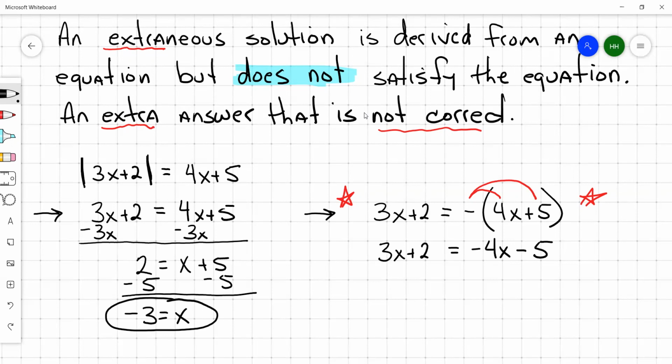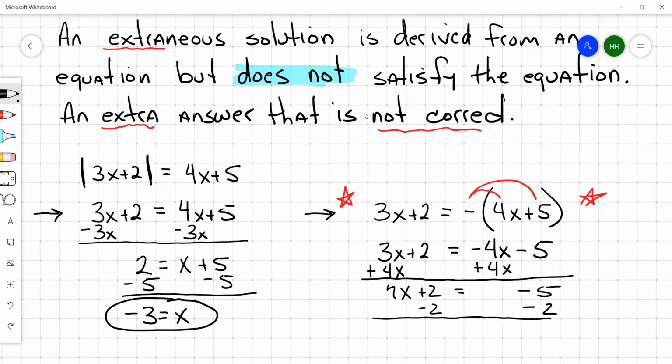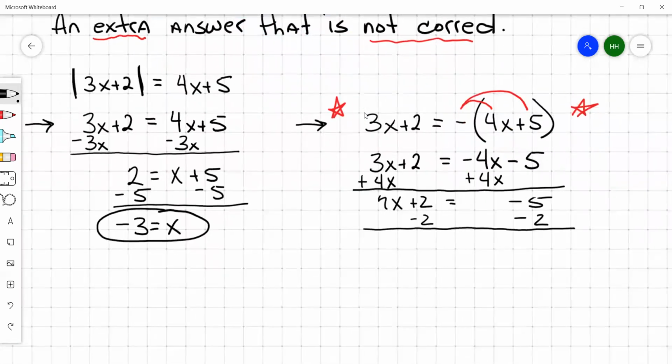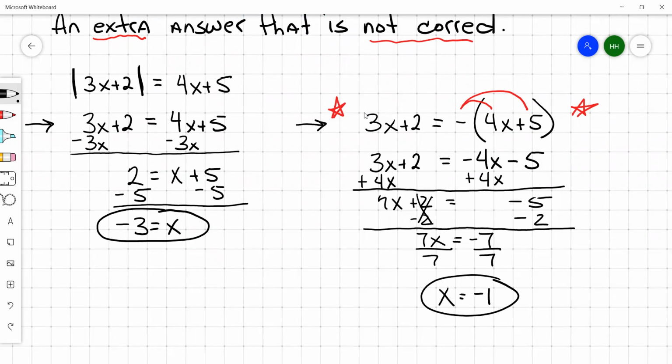Then you solve the equation. We add 4x to each side. So 7x plus 2 equals negative 5. Subtract 2, and this cancels. 7x equals negative 7, and divide by 7. So our x is equal to negative 1.